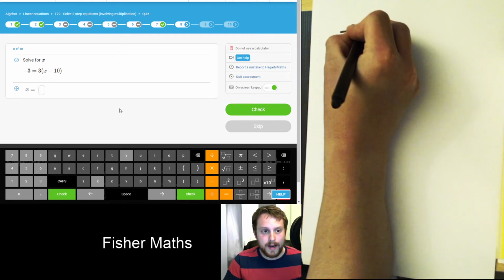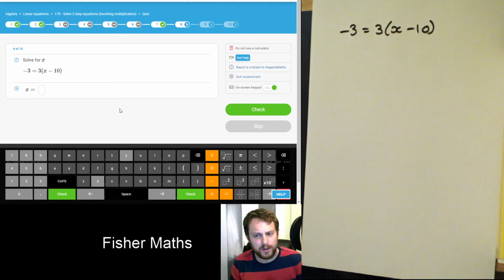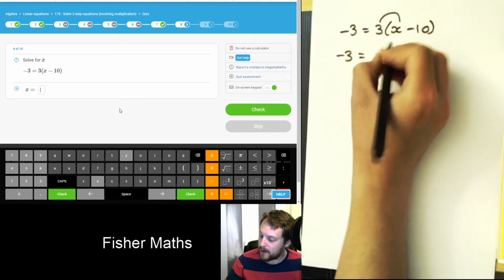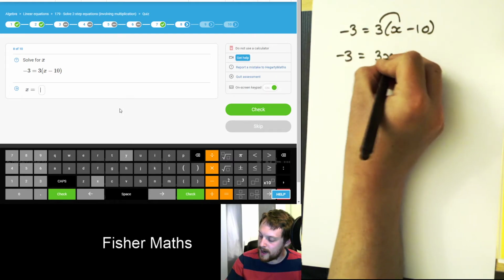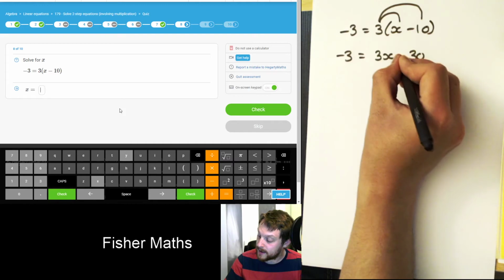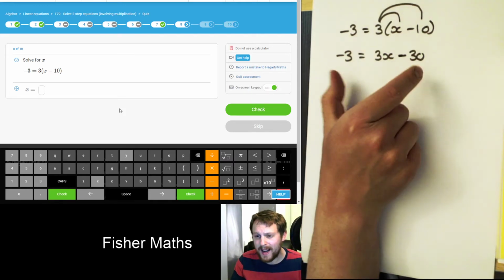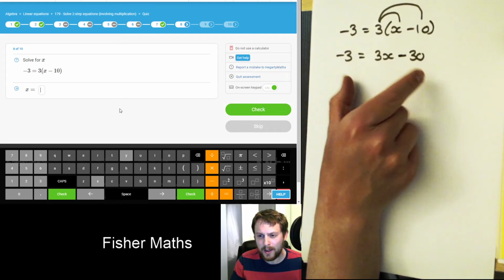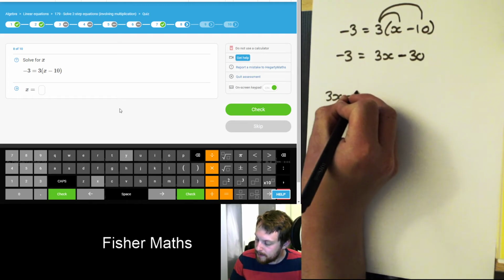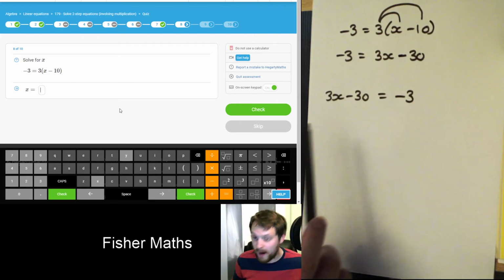So negative 3 is 3 lots of x take away 10. So all we're going to do is, this bit's still the same, but I have to expand the bracket. So 3 times x is 3x, and 3 times 10 is 30, and it's a takeaway, right? It's still a takeaway. And now I just answer this question like how I've been answering the other questions. So let me put it on this side. And then have a think about what I would do.